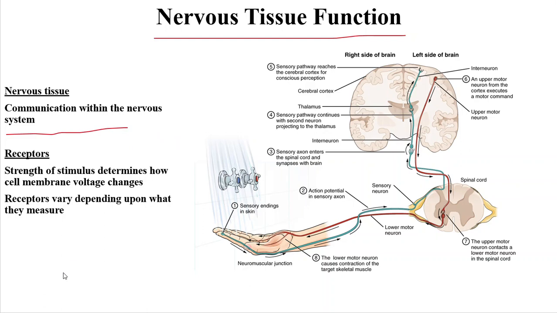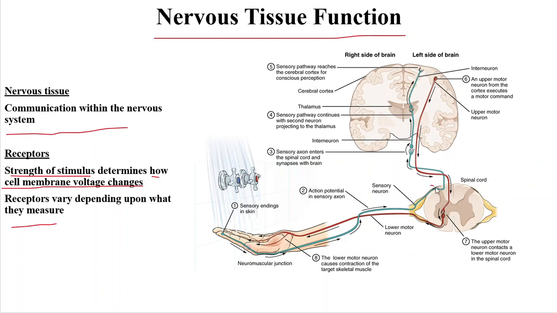Receptors, we've talked about receptors before, and how strong the stimulus is, say if it's temperature or if it's pressure, depends on how the plasma membrane voltage changes. And of course receptors just depend on what they actually measure. So this person is apparently getting ready to get into the shower, is checking the temperature. The sensory ending in the skin is going.